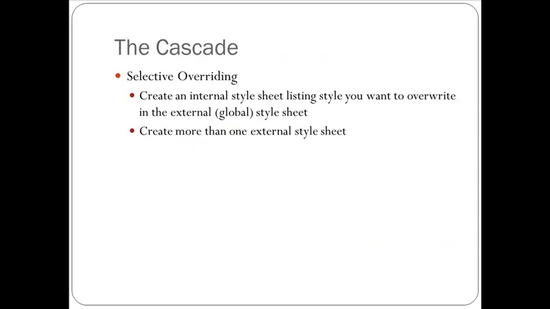Selective overriding. You create an internal style sheet listing the style you want to override if the external or global style sheet is there as well. Or you could create more than one external style sheet. My rule of thumb is embedded or internal style sheets are only used in the case of a page where you need to change one or two styles just for that page, and it's not going to be used anywhere else. If it's going to be used in other places, I would create an external style sheet, name it appropriately to know what it's doing, and then go from there.